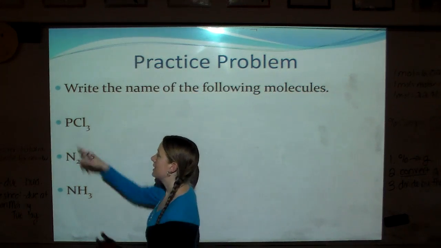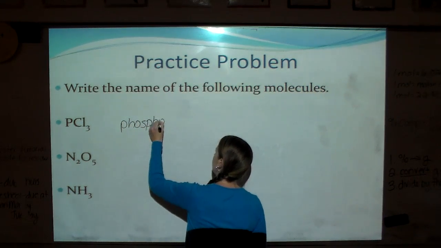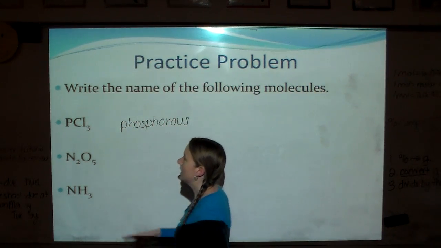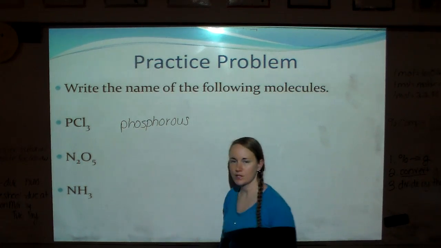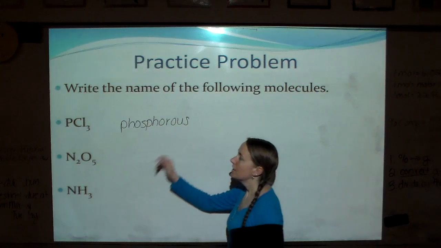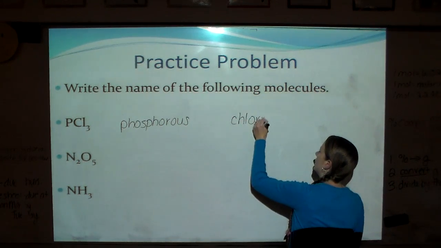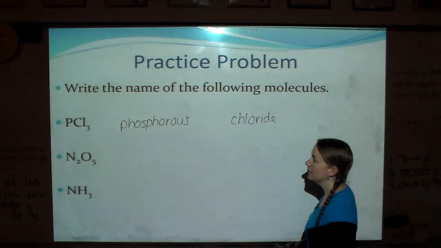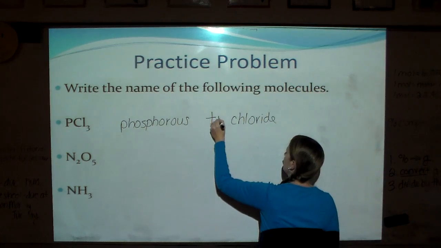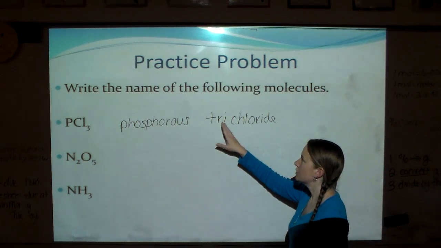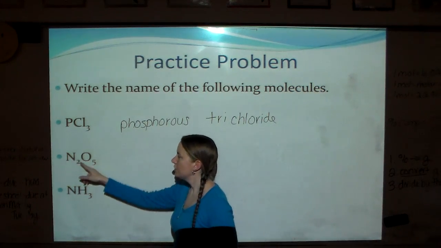All right, so what is P? P is phosphorus. All right, it doesn't have a subscript, so I don't need a prefix. Remember, no prefix if the first element only has 1. So phosphorus. All right, chlorine is going to be called chloride. Remember, don't forget to add that "-ide" ending. And then how many chlorines do I have? I have 3. My prefix for 3 is tri. Okay, so phosphorus trichloride.